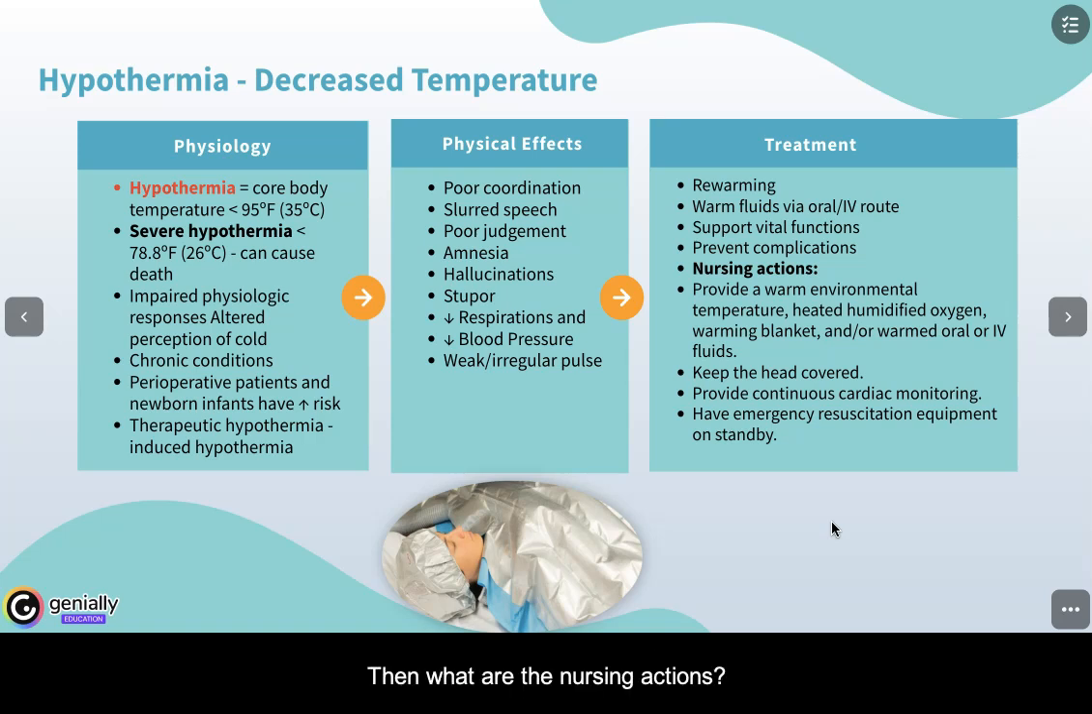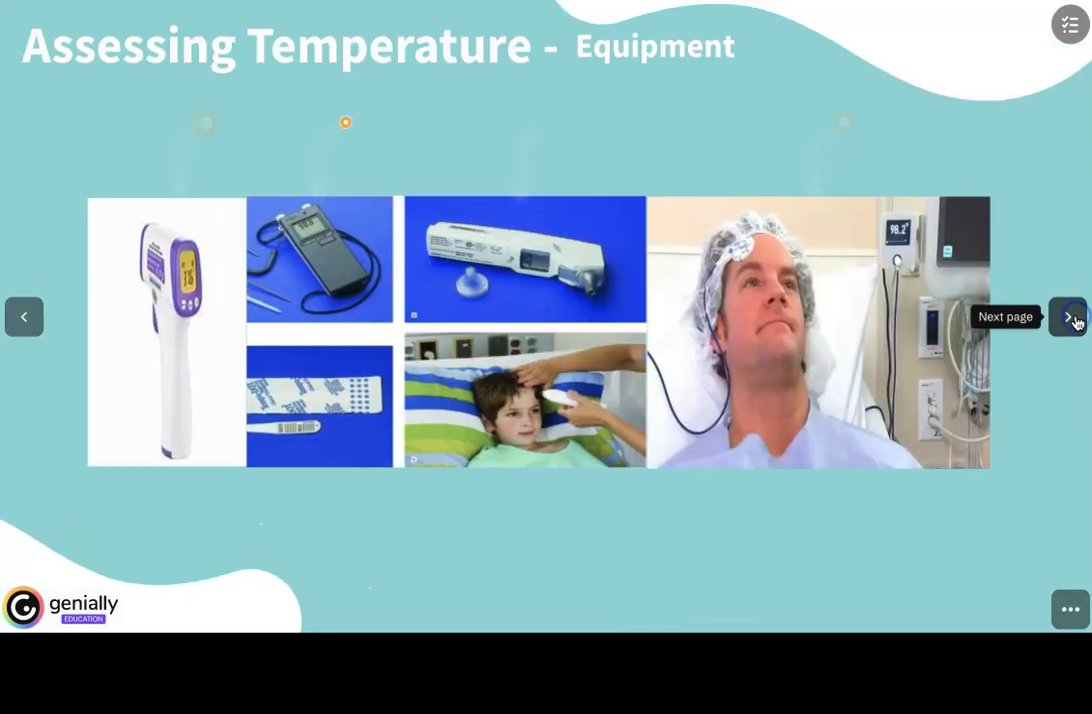Then what are the nursing actions? We provide a warm environmental temperature, heated humidified oxygen, warming blankets, and warm oral and IV fluids. Keep the head covered, because remember, we talked about heat loss from uncovered surfaces, right? You want to keep the head covered. Provide continuous cardiac monitoring, because when your body is not in homeostasis, it can affect your vital organs. Have emergency resuscitation available and on standby.